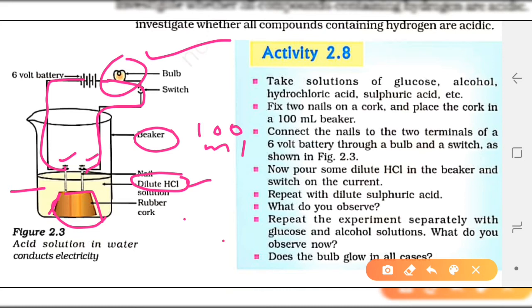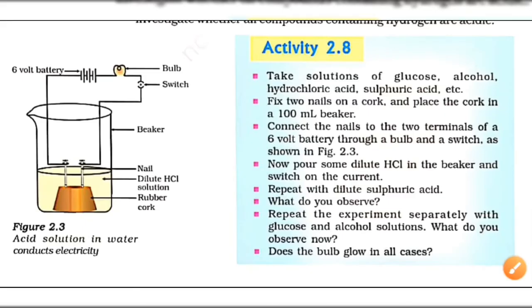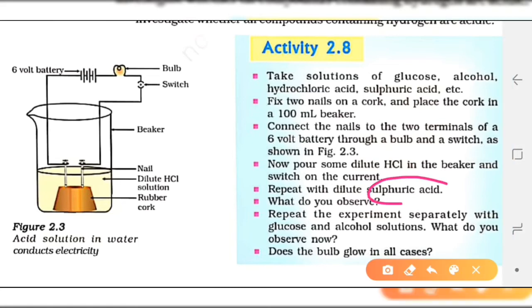So first observation: acid ionizes in water solution to give H+ ions. As a result, ions are freely available in water to conduct electricity. As a result, the bulb glows. So here in the acidic solution, in HCl as well as in sulfuric acid, you can notice that the bulb glows.